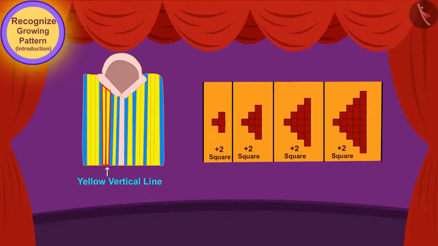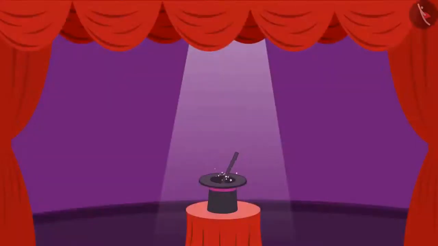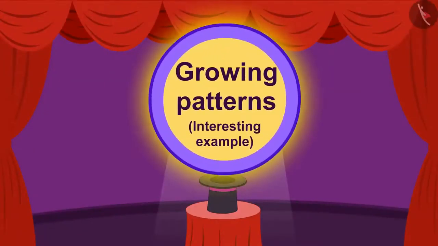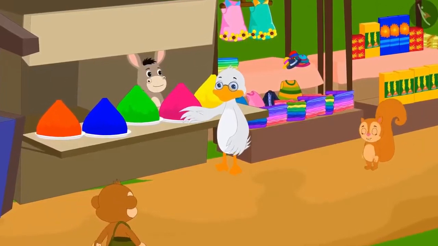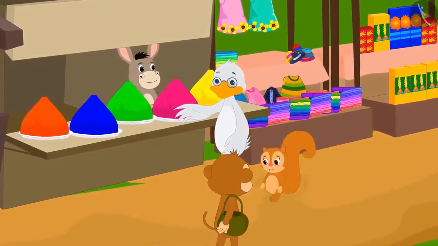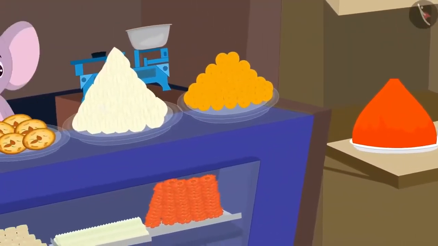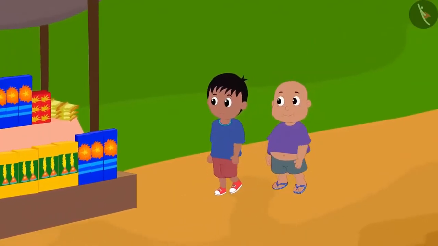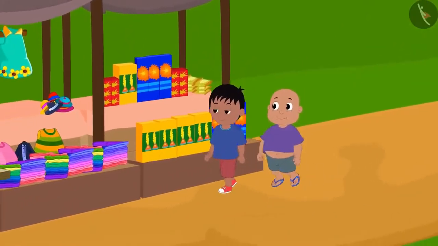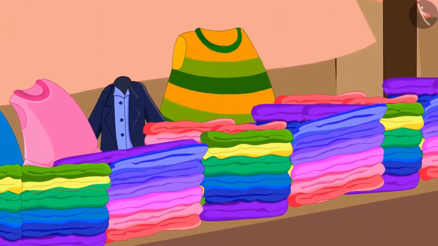In the previous video, we learned to recognize growing patterns. In this video, we will learn more about growing patterns by some interesting examples. Diwali preparations are going strong in Champapur. Garlands, crackers, and rangoli stalls are installed all over the place. Bablu and Raju have come to the market to buy things for their respective homes. Bablu wants to buy a beautiful dress for his sister on Diwali.